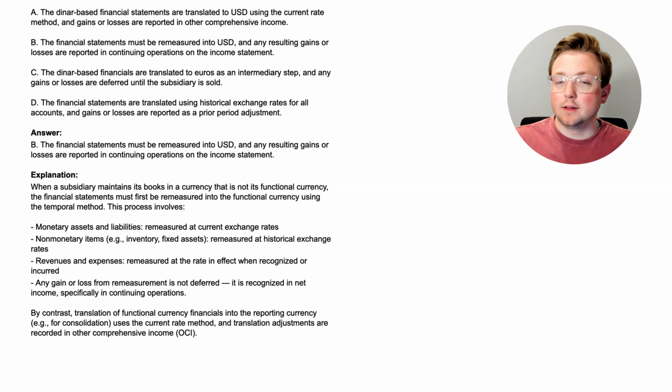So that was one more question that helped us understand a little bit more about functional currency and how it fits into the things that you're going to need to know for the exam.